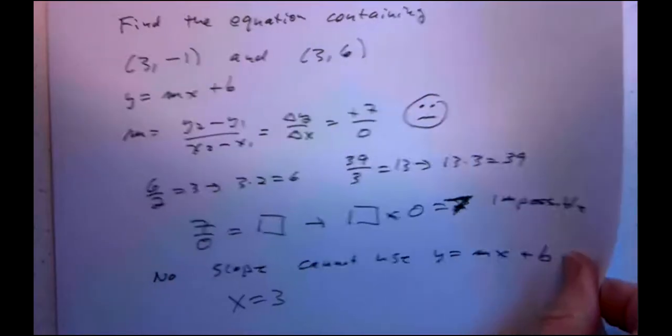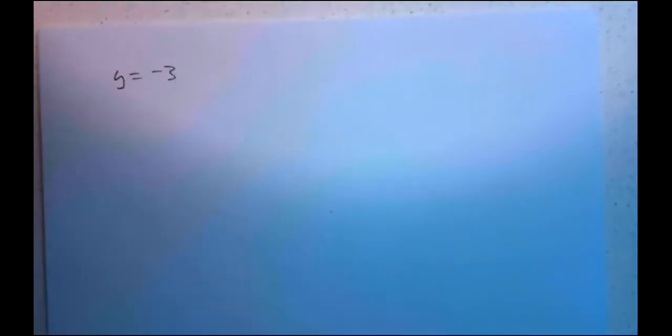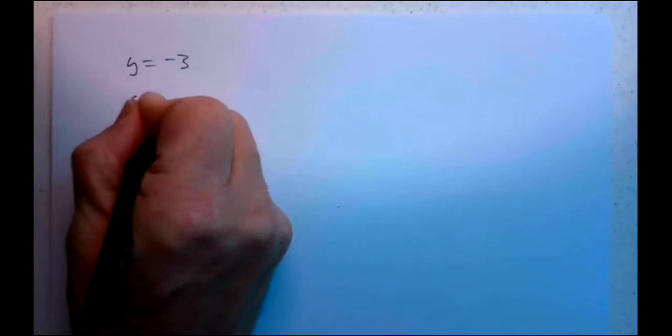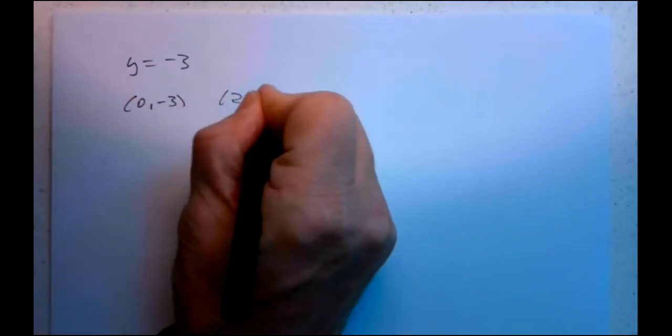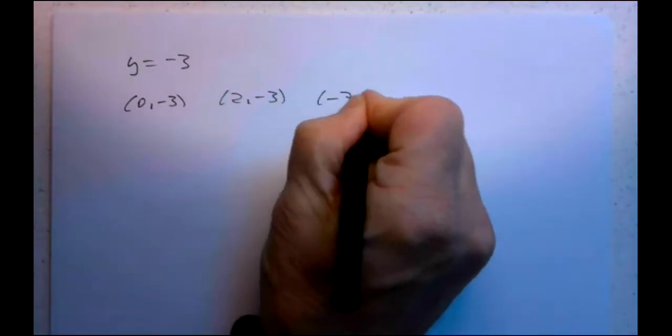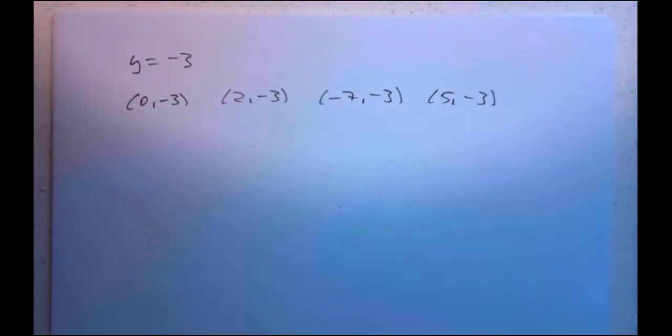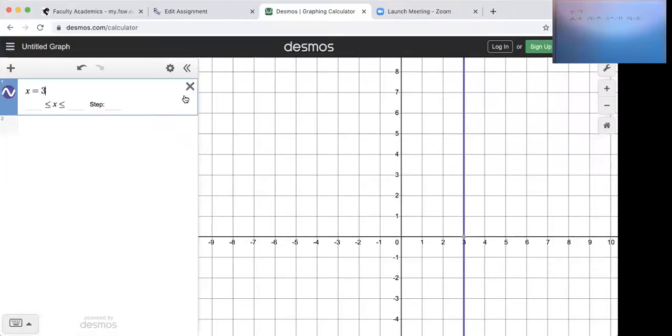So if we want to graph these things, if your goal was to graph the horizontal line y equals -3, how would I do it? Well, I would say, what are some points where y equals -3? How about (0, -3)? How about (2, -3)? How about (-7, -3)? How about (5, -3)? Those are all points where y equals -3. So if I go to Desmos, we can see what that looks like.